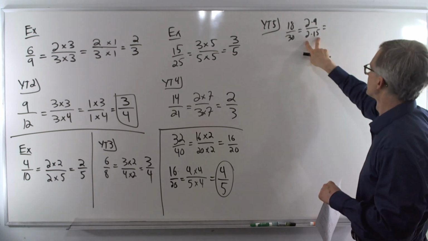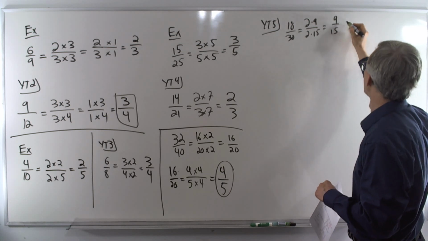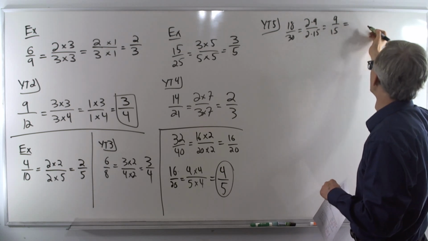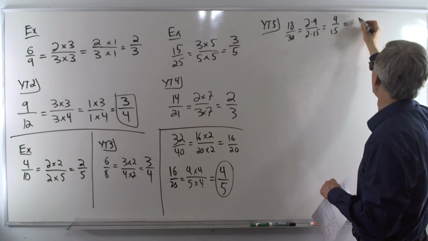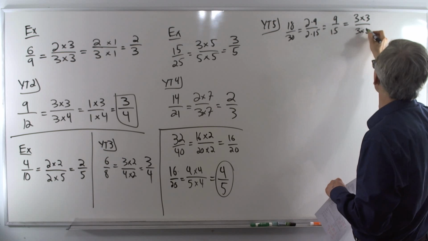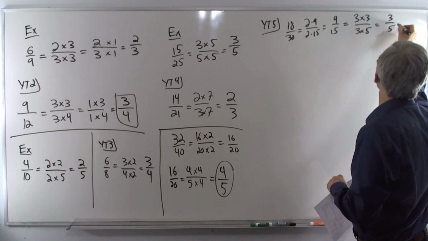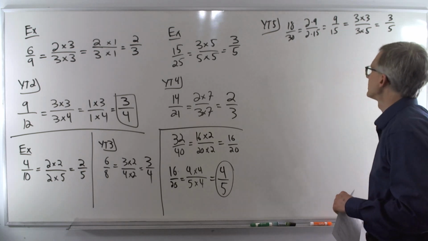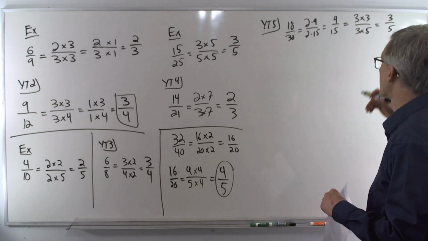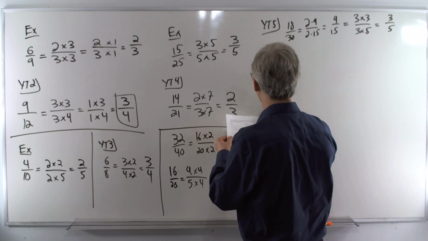So we can factor out a 2 in both of these. That gives us 9/15. And then both of these are divisible by 3, so we can do 3 times 3 over 3 times 5. And so 18/30 reduces to 3/5. We have no more common factors, so we're done. All right, next example is 72 over 108.